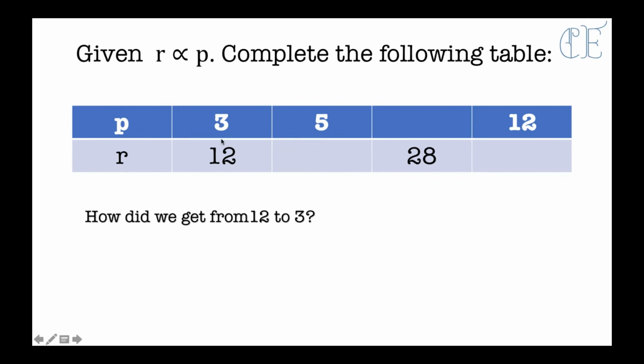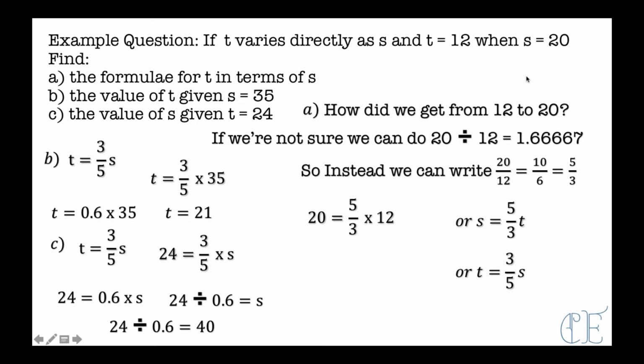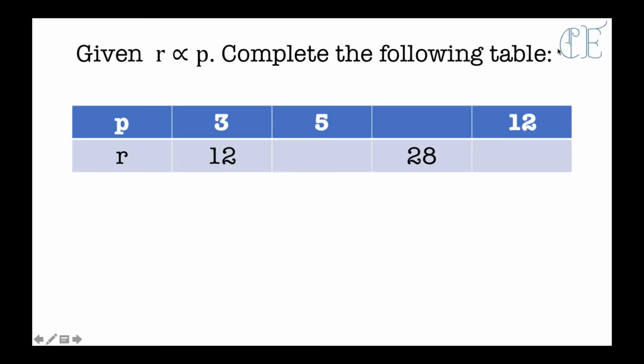So we've got two values just like we had on the other slide. So if I go back a second, you'll see that we're given two values here, 12 and 20. And here we're given the same, 3 and 12. So you've got to think, how do we get from 12 to 3?